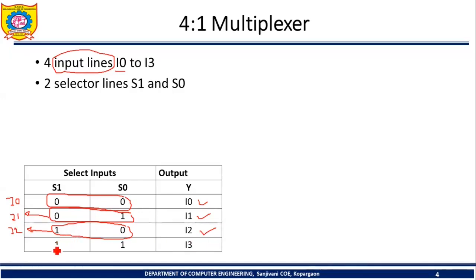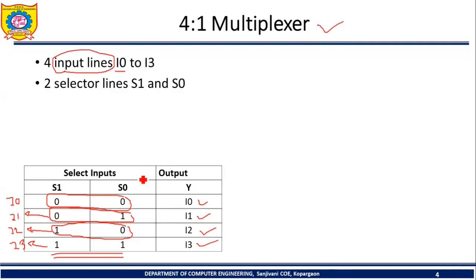Now consider the last combination of S1 and S0. The last combination is 1 1. When S1 and S0 are 1 1, which input line will be selected? For that, just convert this 1 1 into decimal. The decimal equivalent of 1 1 is 3. So I3 will be selected, and it will become the output. So in this way, this table explains the working of this 4:1 multiplexer.